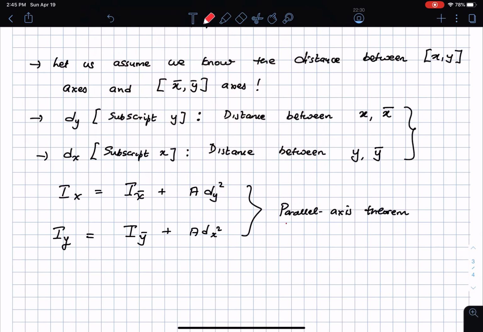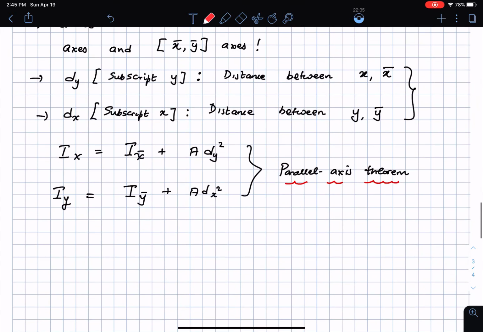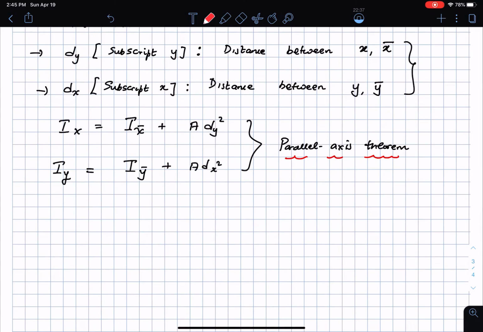Okay, this is the parallel axis theorem, and once again here Ix bar and Iy bar are moments of inertia about the centroidal axis. So let me write that out here. Ix bar and Iy bar are moments of inertia about the centroidal axis.